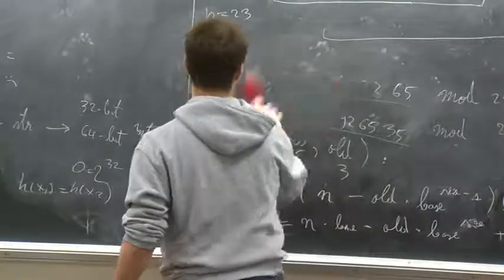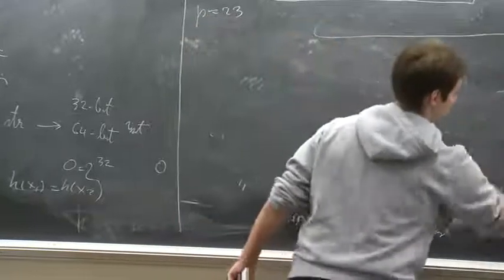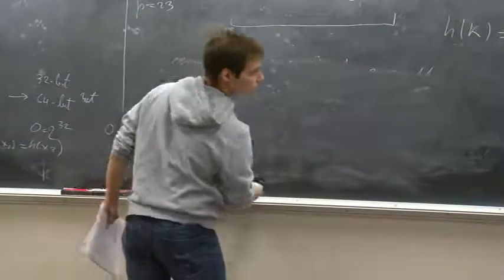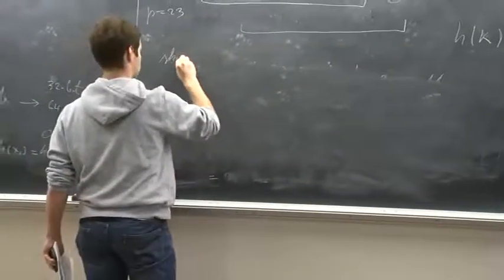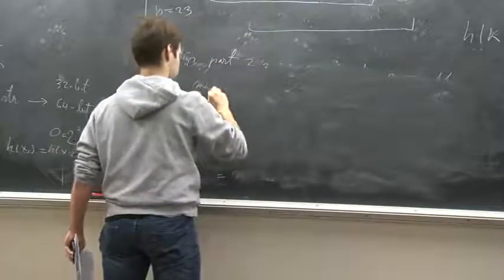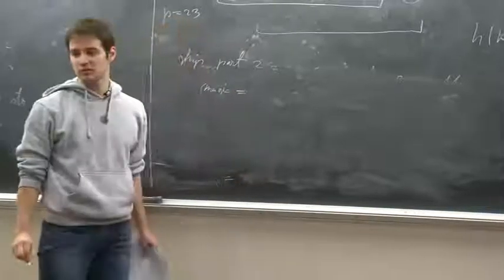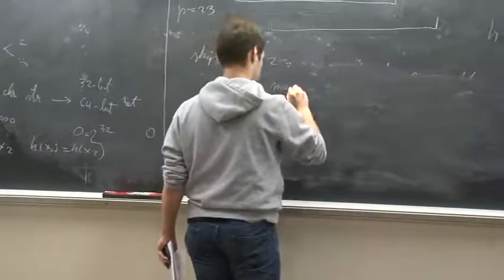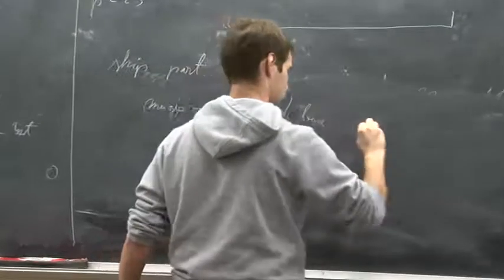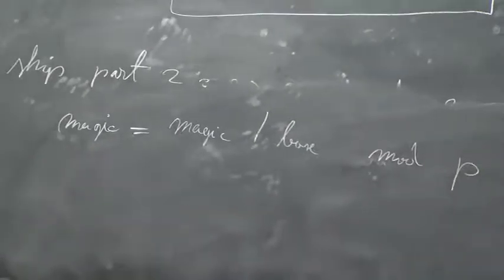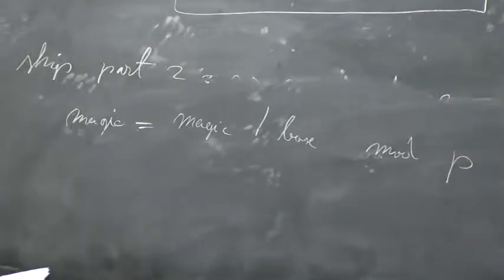Divide it by the base mod p. Since base and p don't share any factors, you're allowed to do that. OK, so skip part 2. Magic equals... So what if my magic is something like 5 and my base is 100? How is this going to work?